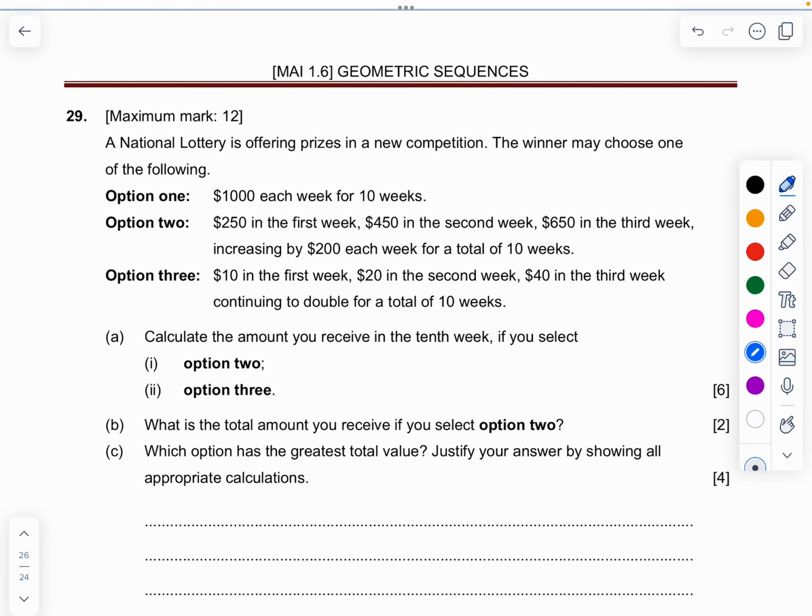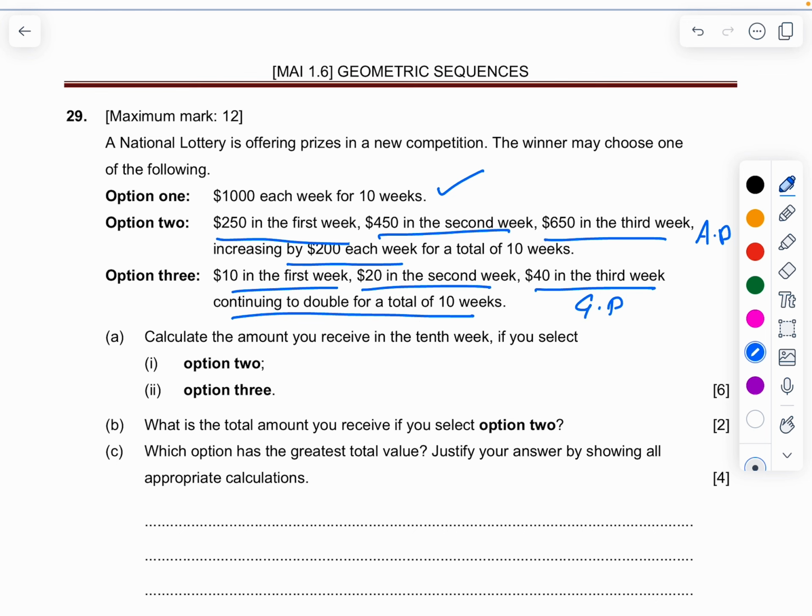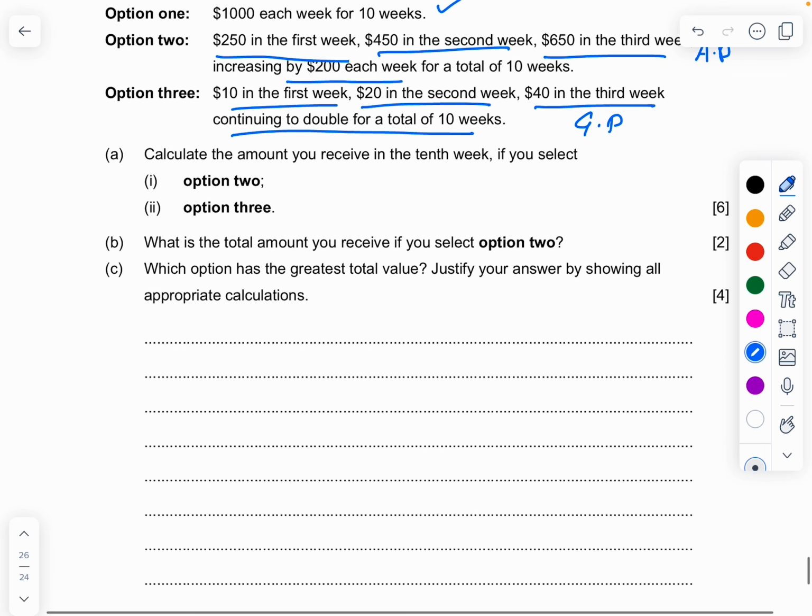Question number 29. A national lottery is offering prizes in a new competition. The winner may choose one of the following: 1000 for each week for 10 weeks; 250 in the first week, 450 in the second, 650 in the third, increasing 200 each week, so it is an arithmetic progression; or 10 in the first week, 20 in the second, 40 in the third, doubling for 10 weeks. This is a geometric progression. Calculate the amount received in the 10th week if you select option 2 and option 3.